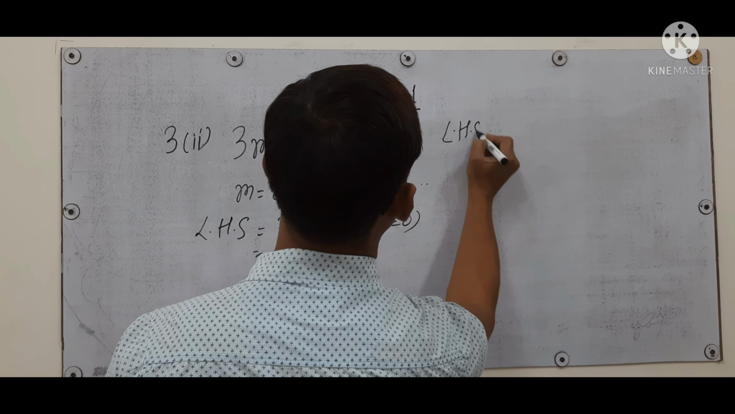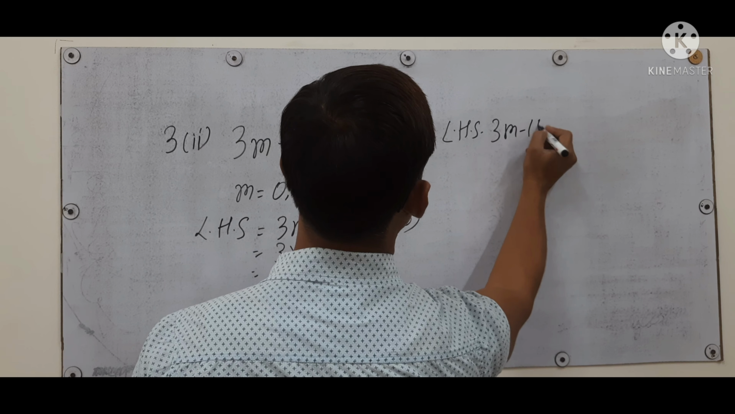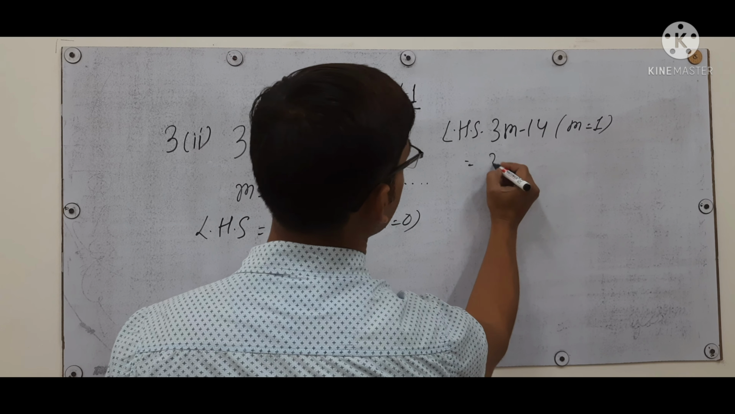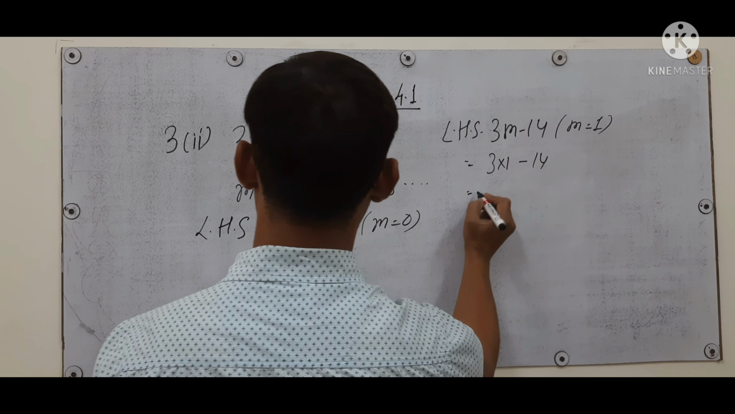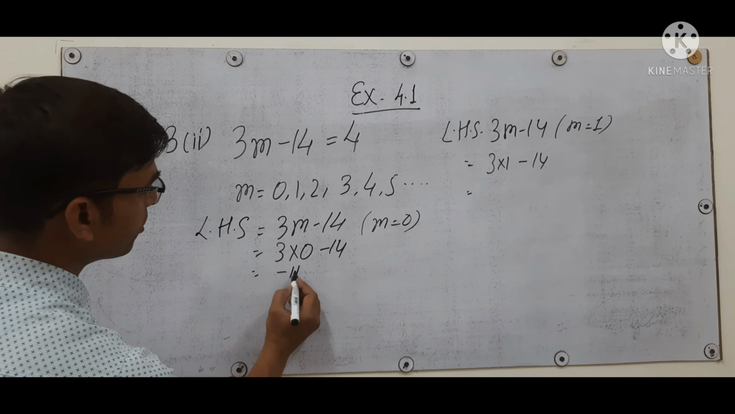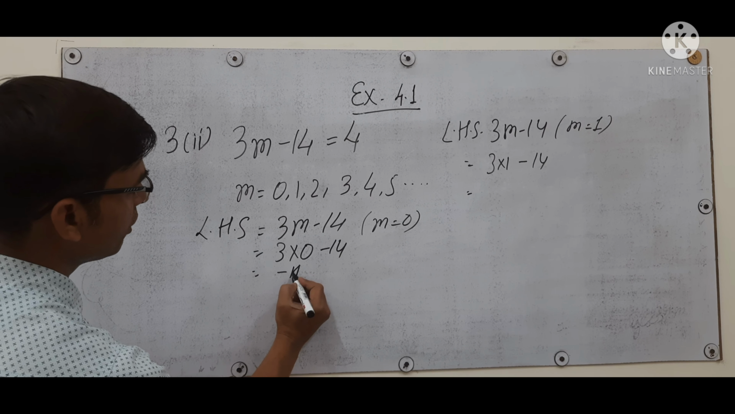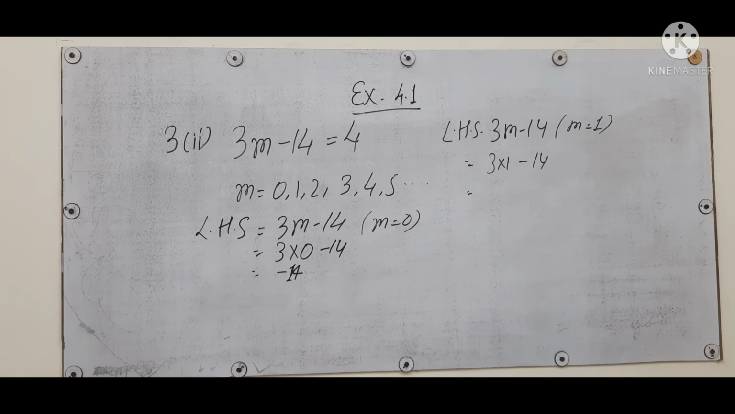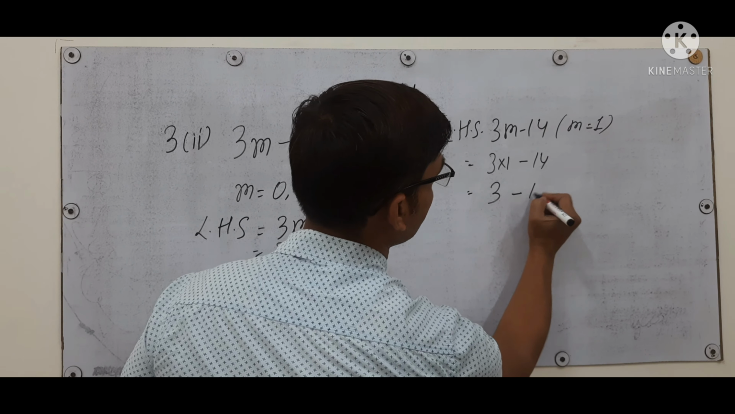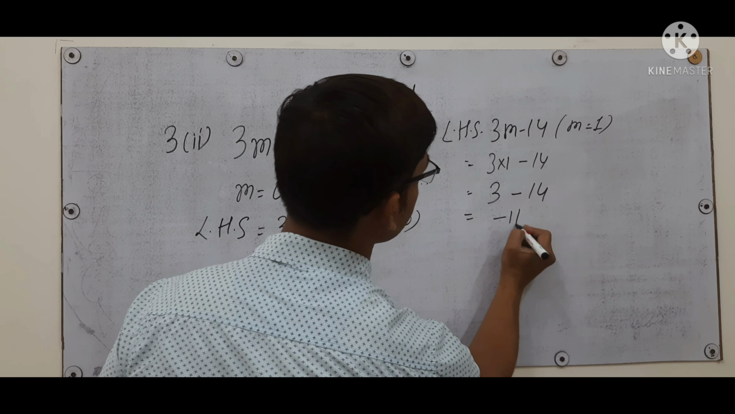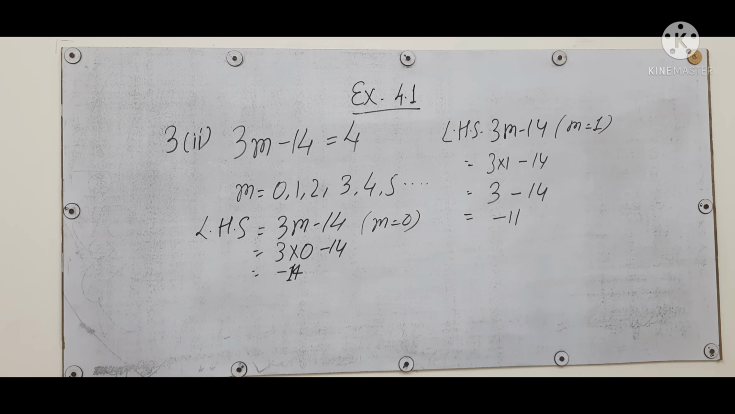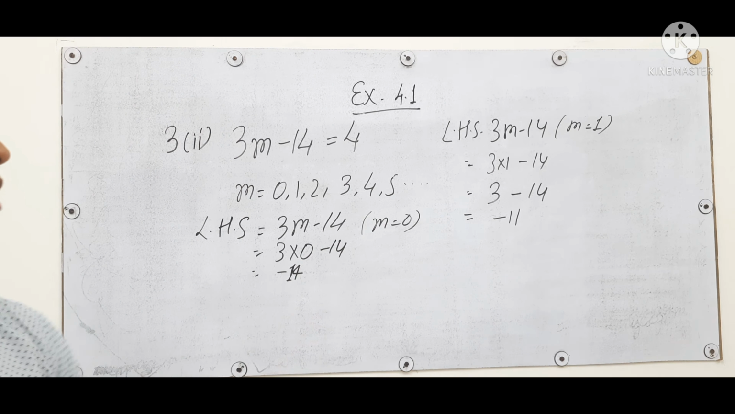So again we will take the expression 3m minus 14 when m equals 1. So it will be 3 cross 1 minus 14. Oh sorry, I think I have taken it 3, but it will be 3 minus 14. So let's correct it. It will be minus 11. So we find that when we put m equal to 0, the solution is minus 14, and when we put m equal to 1, the solution is minus 11.